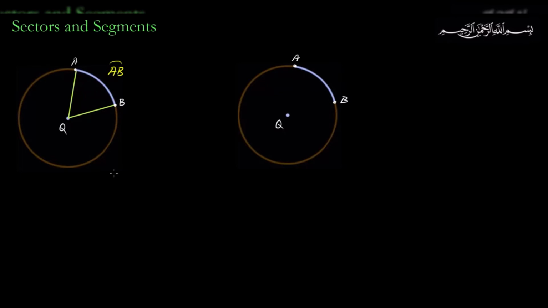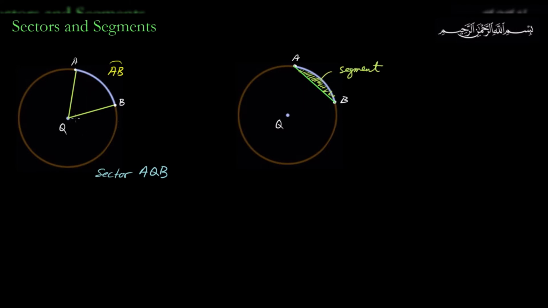Now you label this simply as sector AQB. That's how you would call this particular sector. Now, if I were to connect these 2 points, points A and B, with the chord like this, that would be a segment. So a segment of a circle is that part of the area of the circle that's between a chord and this particular arc. Okay, so that is a segment.